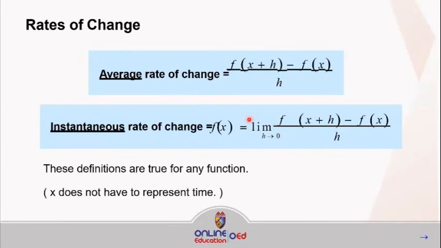And we also have the limit as h approaches 0 of f(x + h) minus f(x) over h. If you notice, this problem is similar to the formula we use for the limit. Before we derive, we use the value of h. This is our long method. These definitions are true for any function, and x does not have to represent time.